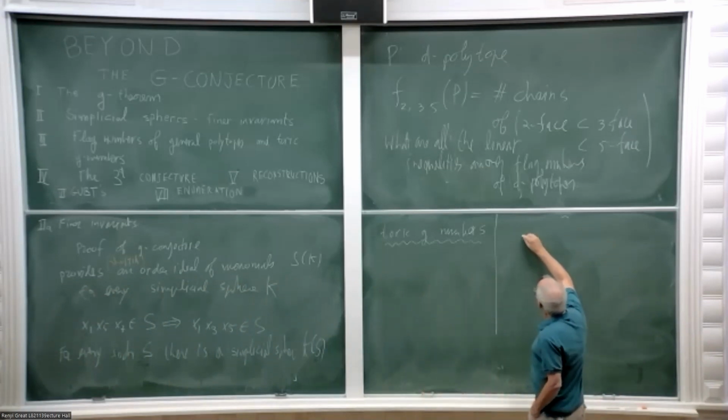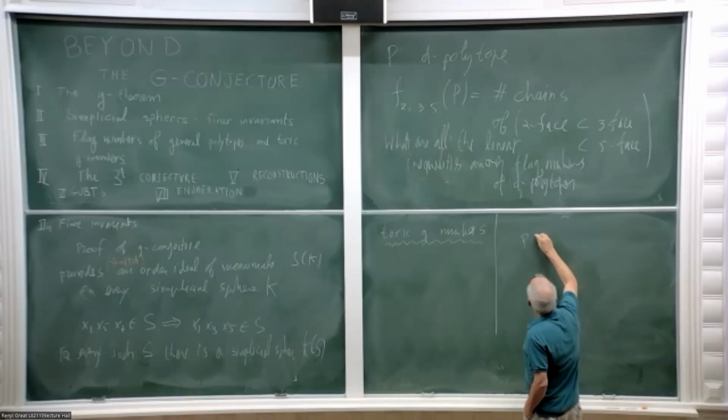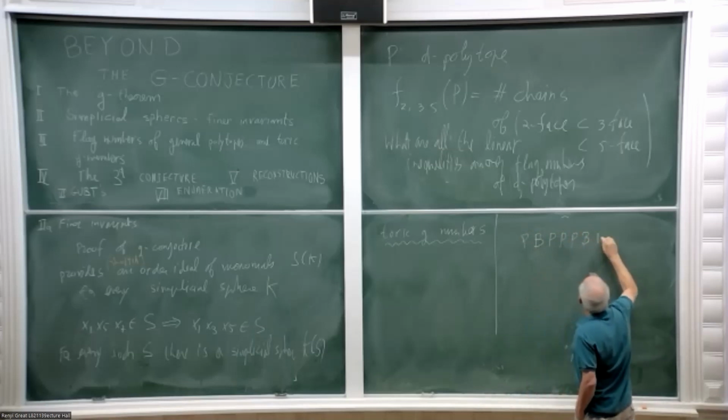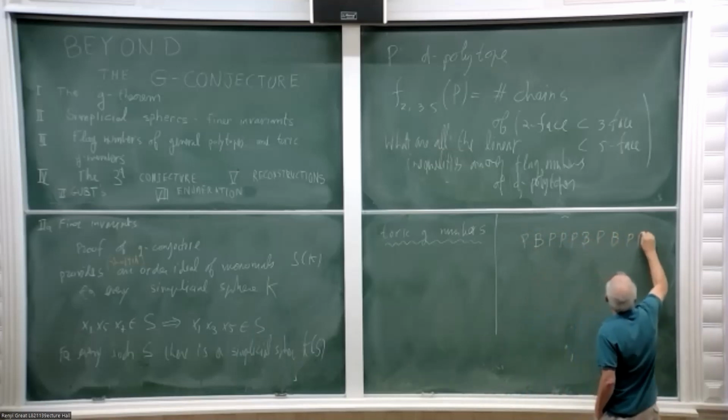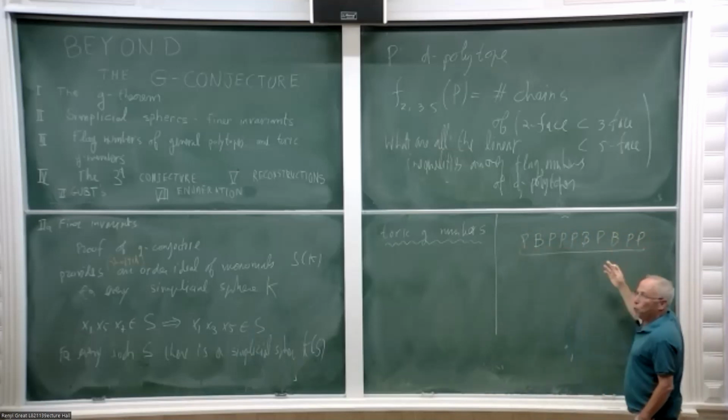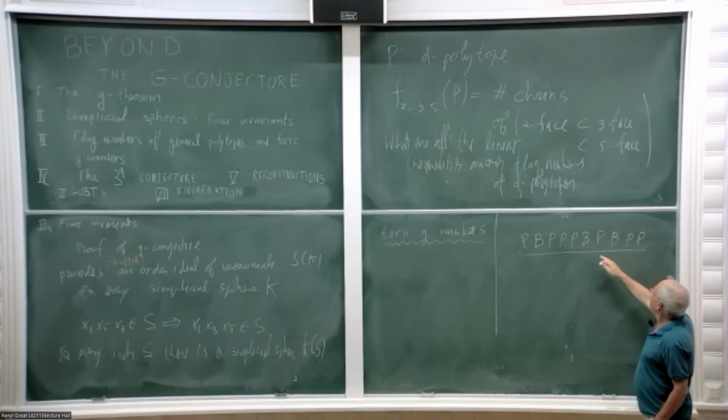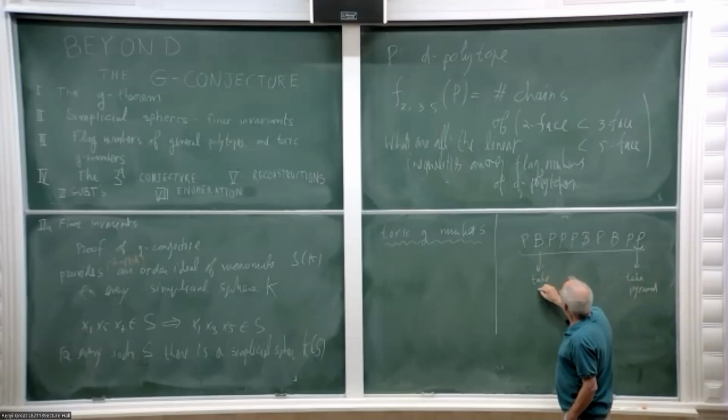They consider polytopes which are expressed by words of the form B, P, B, P, P, P, B, P, B, P, P, for example. These are words in P and B without two consecutive B's, and it also needs to start with P. Every such word applies one of two operations: P applies the operation of taking a pyramid, and B applies the operation of taking a bipyramid.